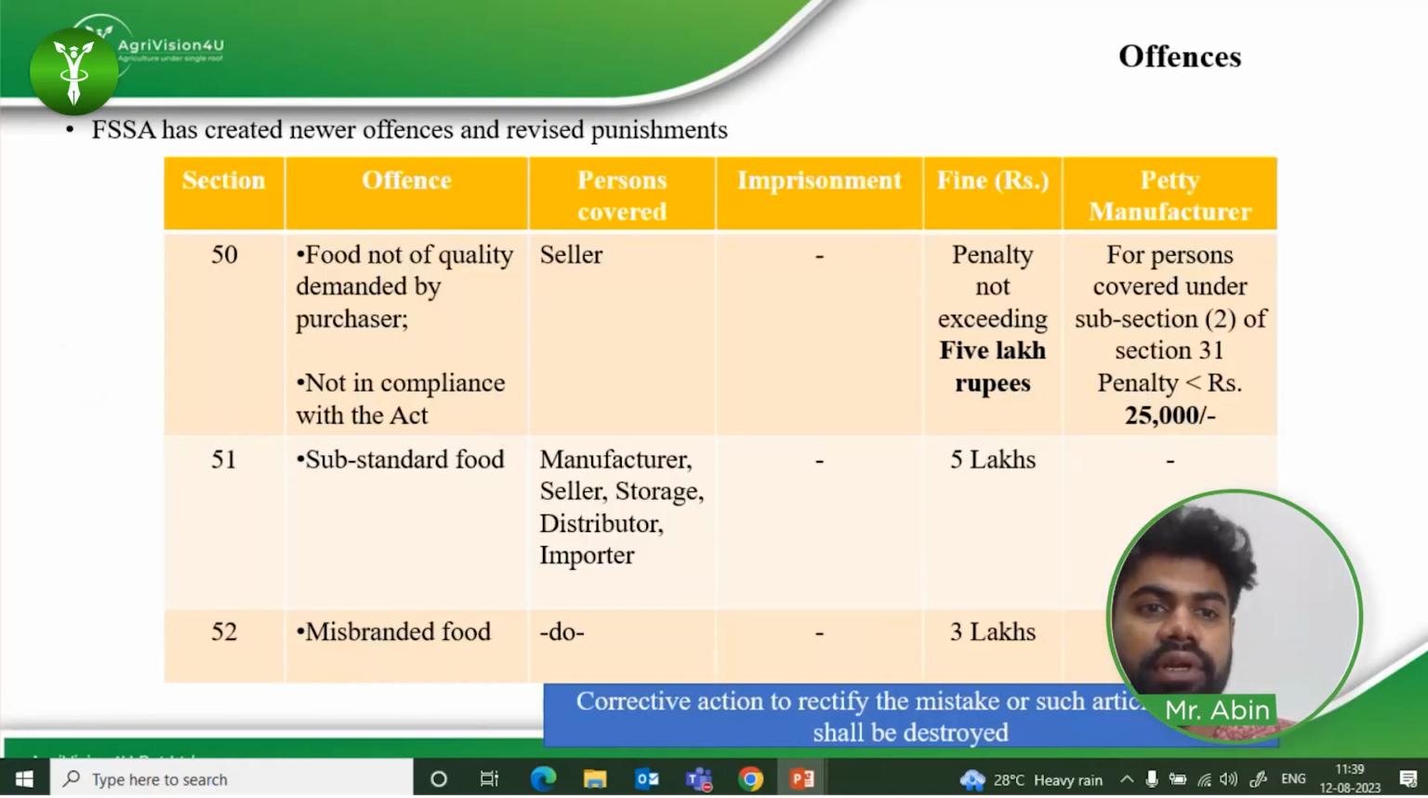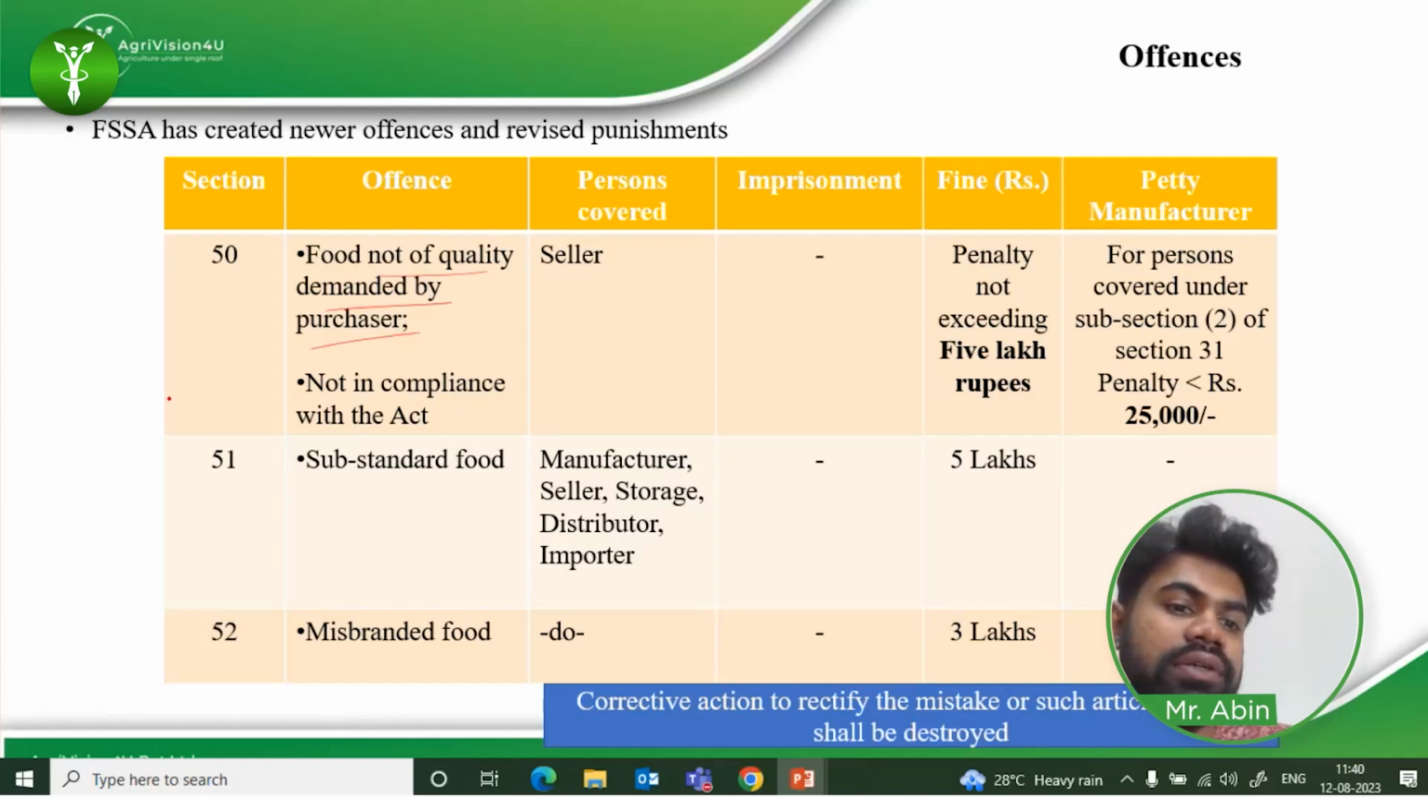Now we will be seeing very important offenses and penalties. Sections 50 to 65 cover offenses, penalties and punishments. So section 50 is food not of the quality demanded by the purchaser or not in compliance with the Act. So this is what I'm telling.